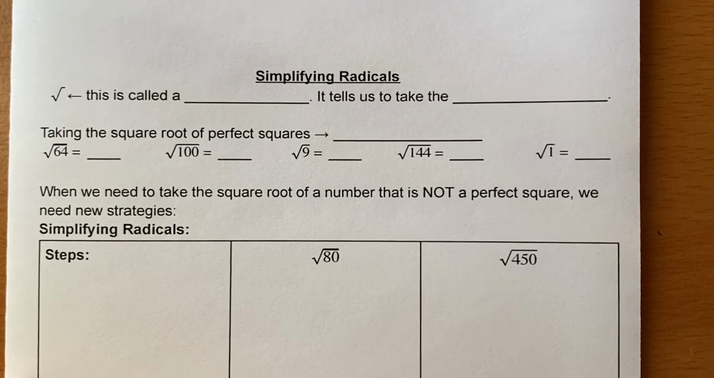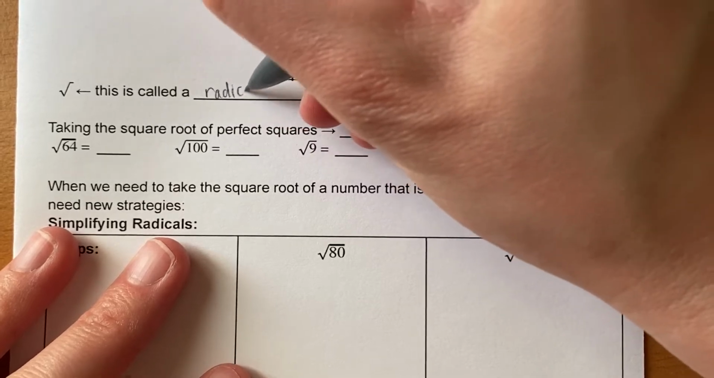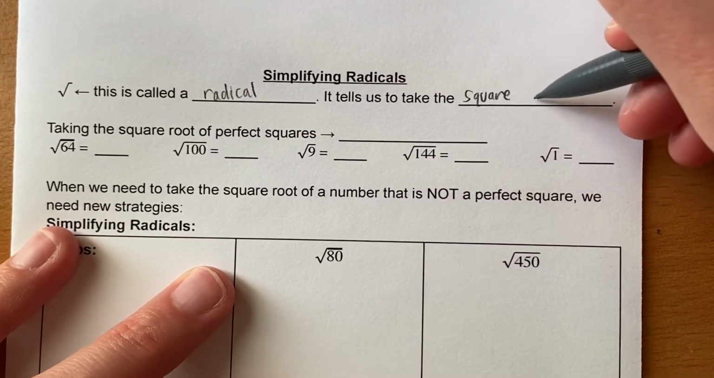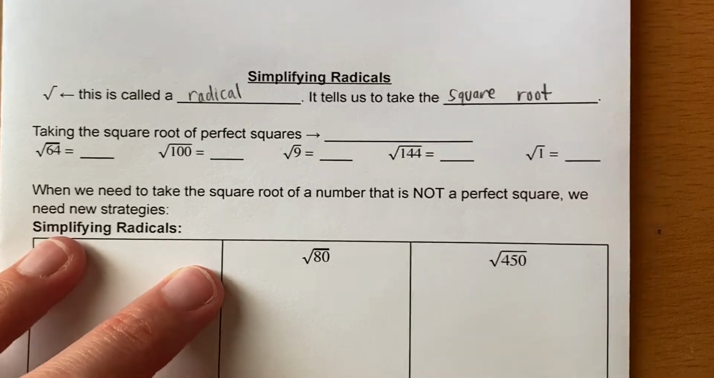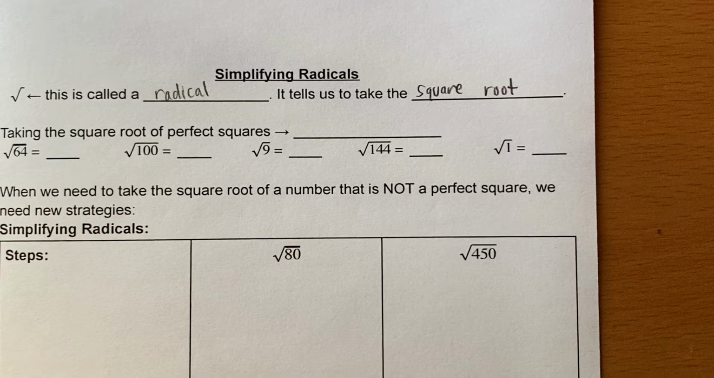This symbol right here is called a radical. That's what that symbol's called. It tells us to take the square root. You might have just called it a square root sign in the past. It's got a cool name. It's called a radical. Okay, so when we talk about simplifying radicals, we're talking about simplifying square roots.